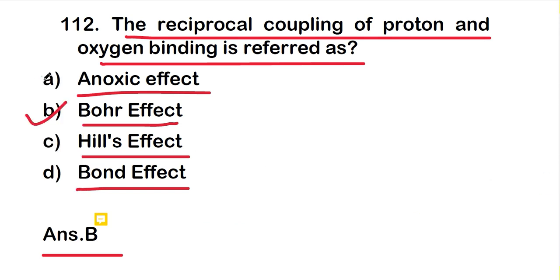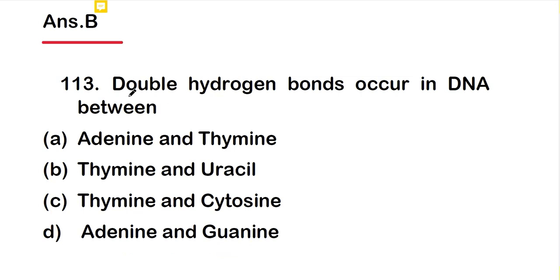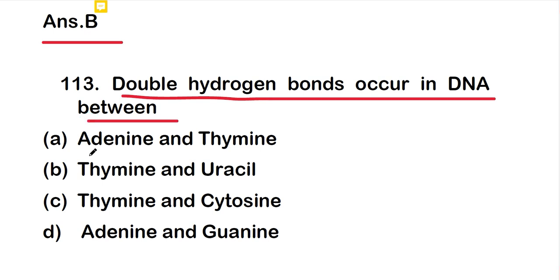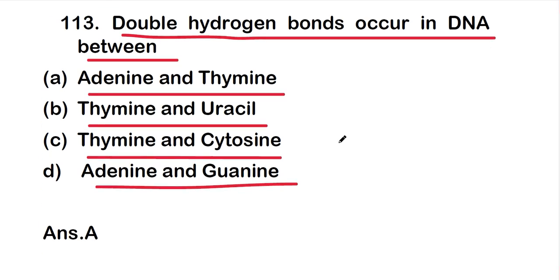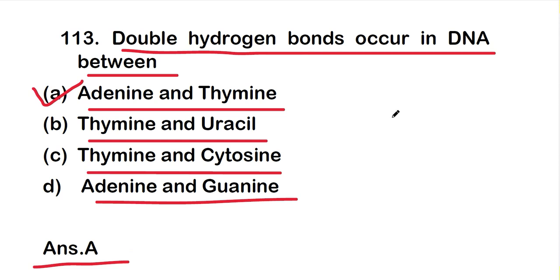So let's move on to the next one, that is double hydrogen bond occur in DNA between option A, adenine and thymine, option B, thymine and uracil, option C, thymine and cytosine, option D, adenine and guanine. And the right one is option A, that is adenine and thymine. So in between adenine and thymine, two hydrogen bonds are present, and in between guanine and cytosine, three hydrogen bonds are present, okay.